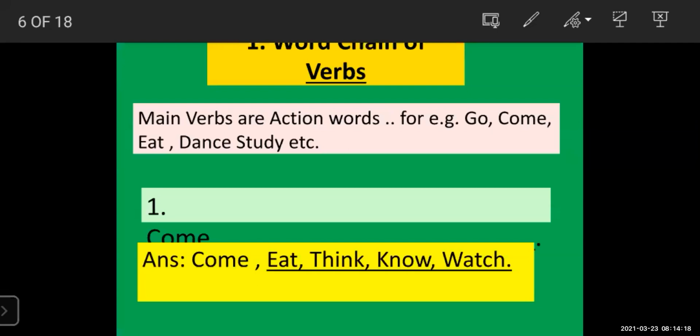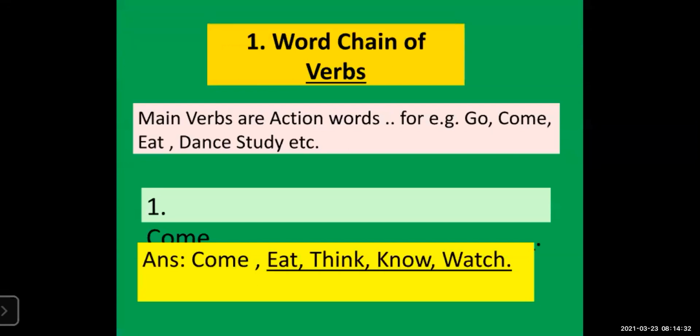W-A-T-C-H. To watch. To watch TV, to watch a serial, to watch a particular thing, that is to watch. Watch is also a main verb. So here we have completed this word chain of verbs.